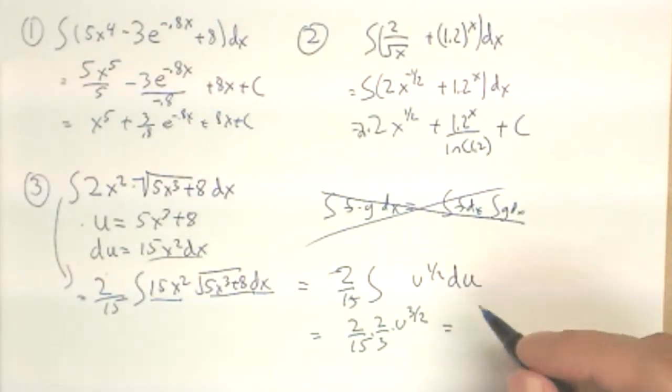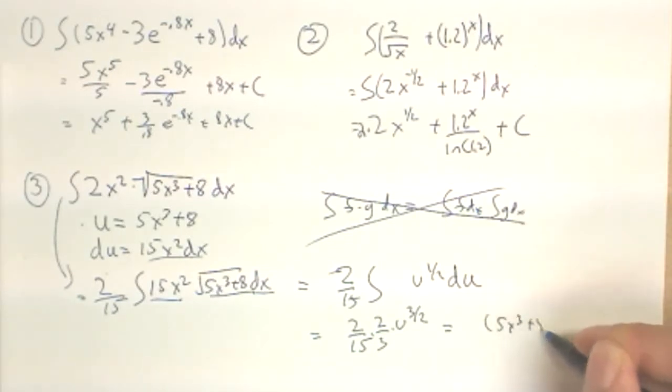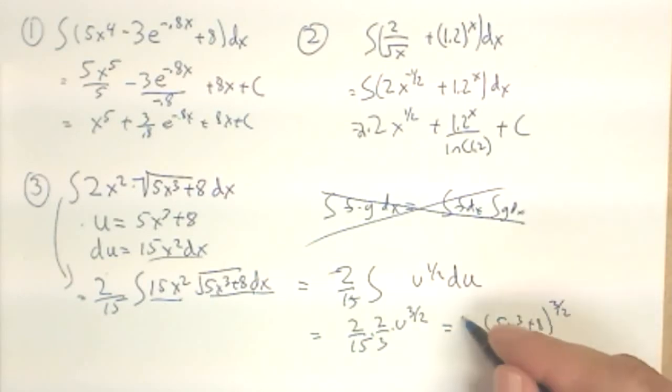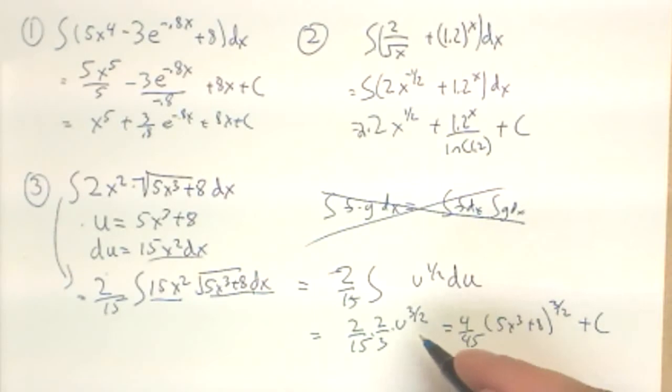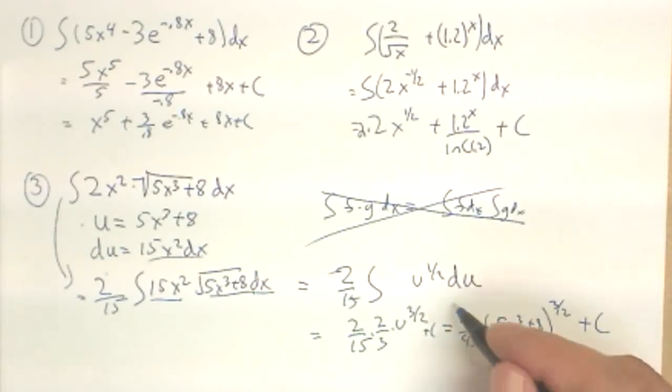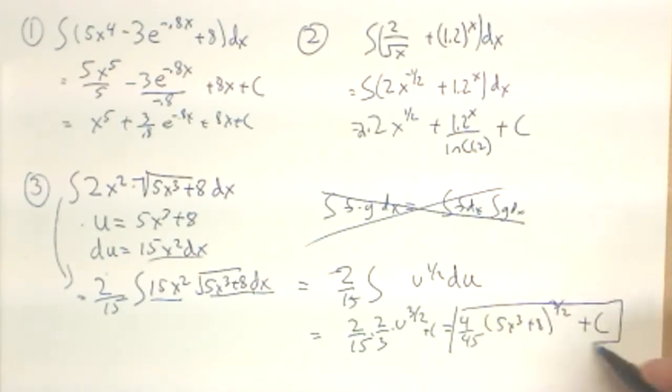So substitute your u's back into x's. That's 5x cubed plus 8 to the 3/2 power. And we might as well multiply that out and get 4 over 45. Plus a constant. Probably should have put a plus c over here as well, but we definitely should have it on our final answer. Okay, so that's the first 3 problems from the test.